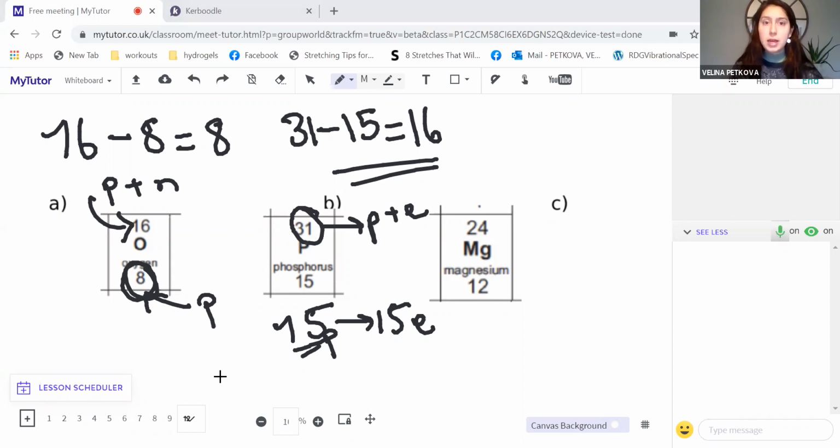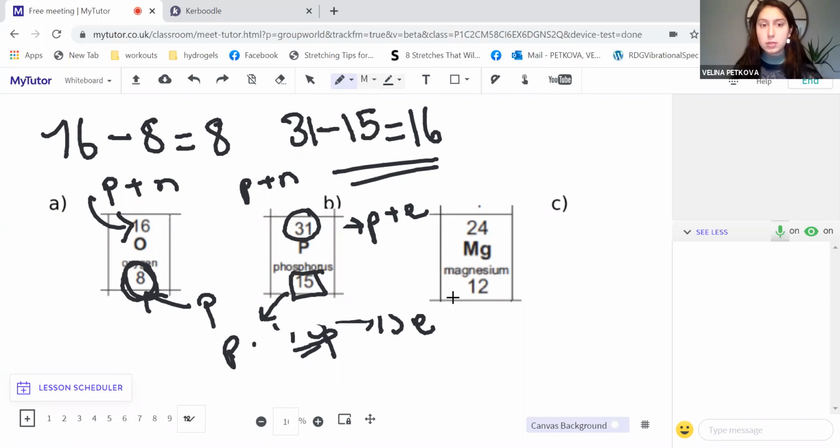So how is it 15 electrons for this one? The number of electrons is equal to the number of protons, right? So the mass number is equal to protons and neutrons, whilst the atomic number is equal to the protons, which is equal to the number of electrons. So if you've got 15 protons, then you've got 15 electrons. Whilst to find out your number of neutrons, you do 31 take away 15, which is equal to 16. Okay.